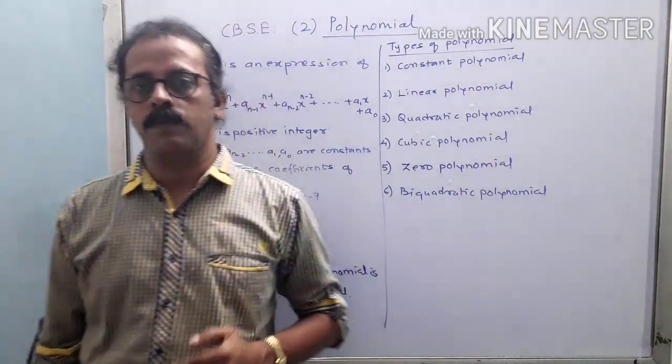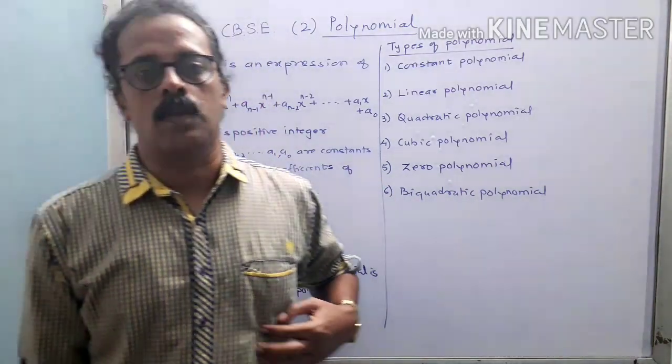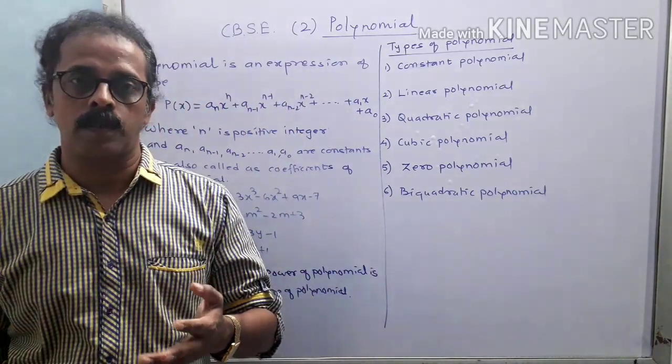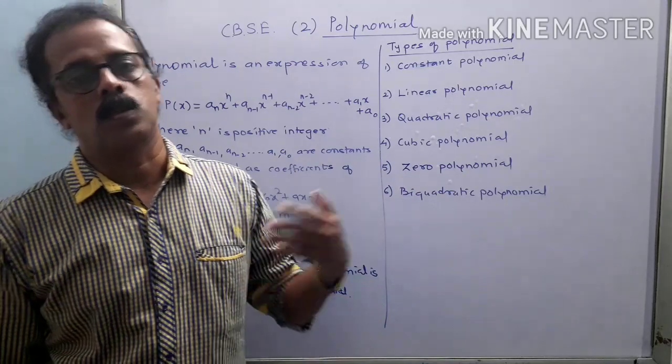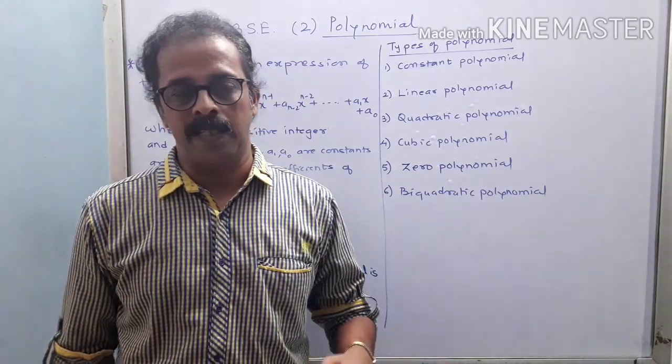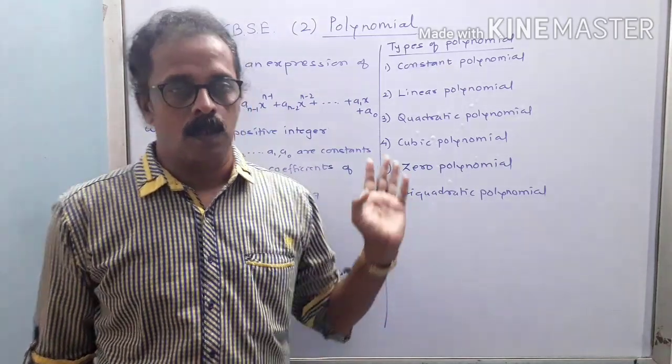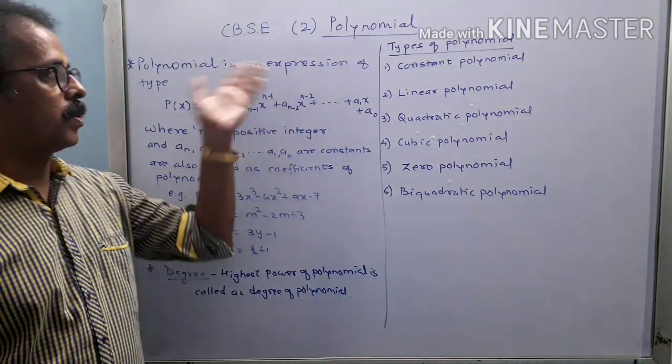I gave you certain groundwork about what is the meaning of polynomial, what is the meaning of degree, and what are the types of polynomial. And then zeros of a polynomial, the geometrical meaning of zeros of a polynomial, that we are going to cover today. So first we start with the meaning of polynomial.